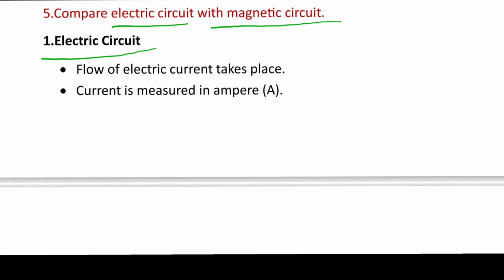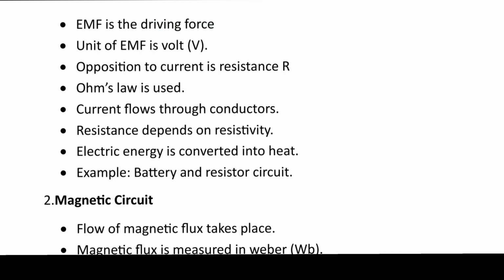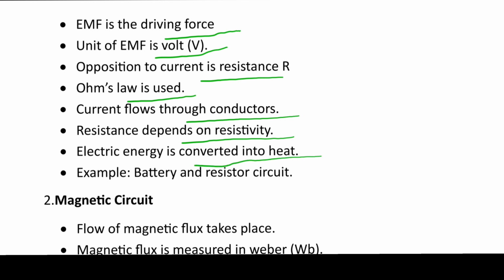So first one is electric circuit. The flow of electric current takes place. Current is measured in ampere, A. EMF, electromotive force, is the driving force. The unit for EMF is volt. Opposition to current is resistance R. It obeys Ohm's law. Current flows through a conductor. Resistance depends on resistivity. Electrical energy is converted into heat. For example, we can use it for batteries and resistor circuits.